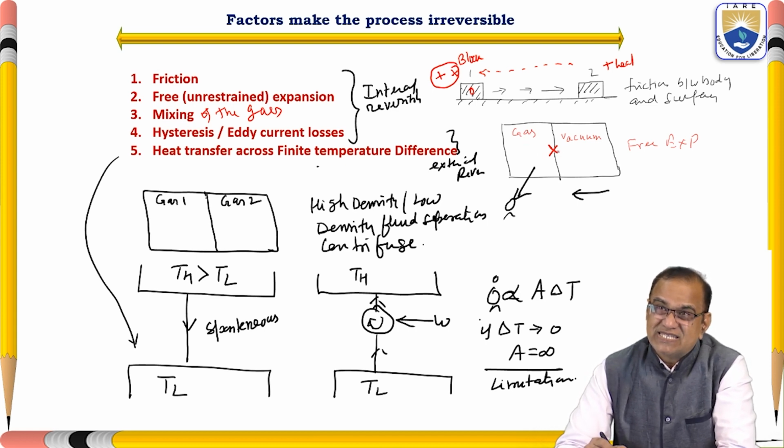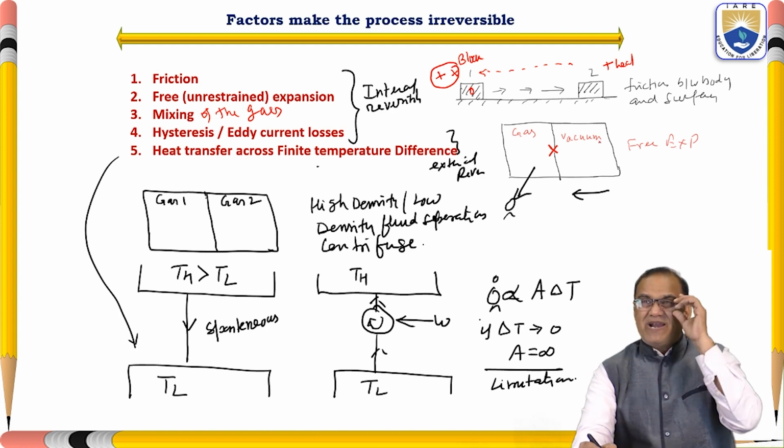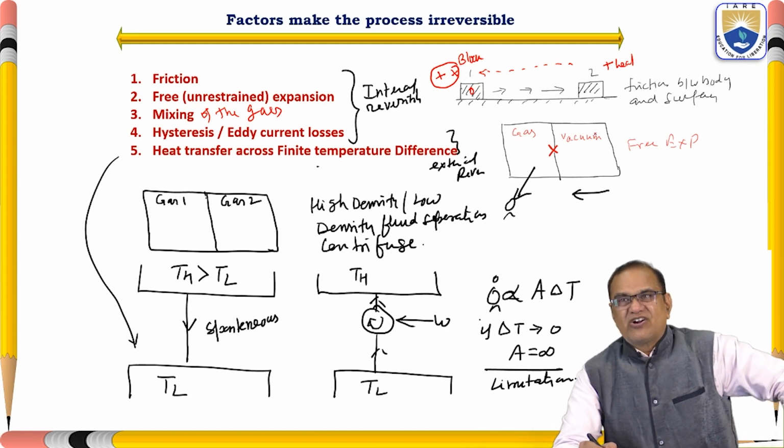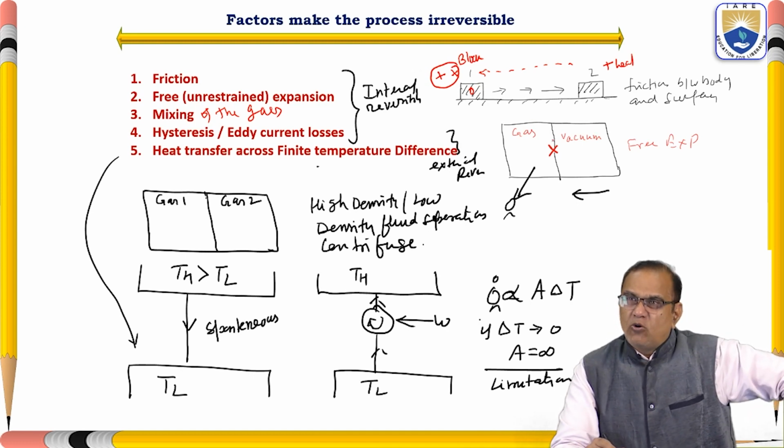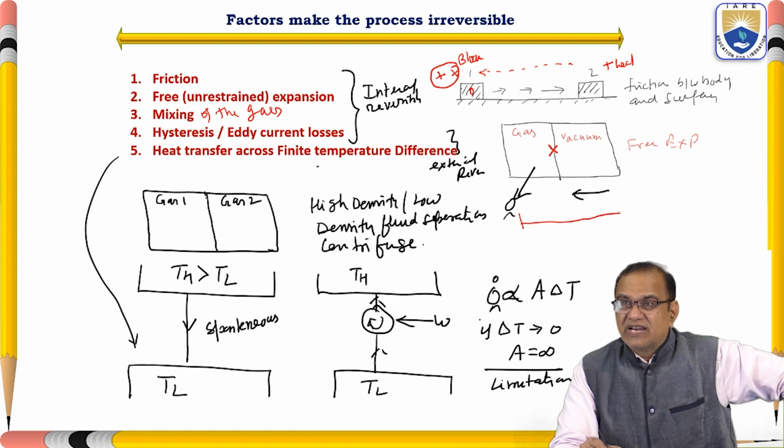This gas is filled here and here is a vacuum. So if you are expanding in vacuum, no work is done. You open this valve and this gas fills here, and no work is done. Now the volume has reached from here to here.